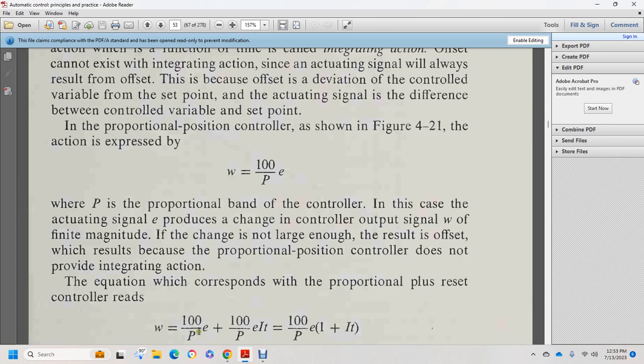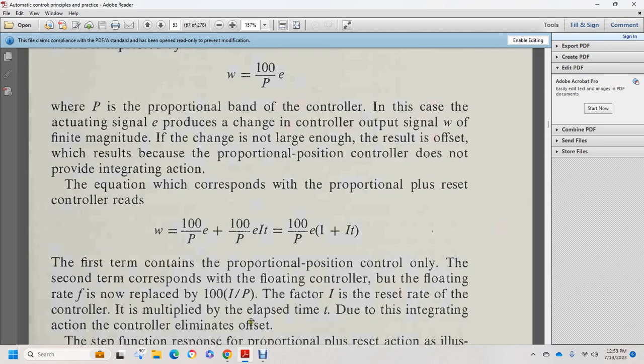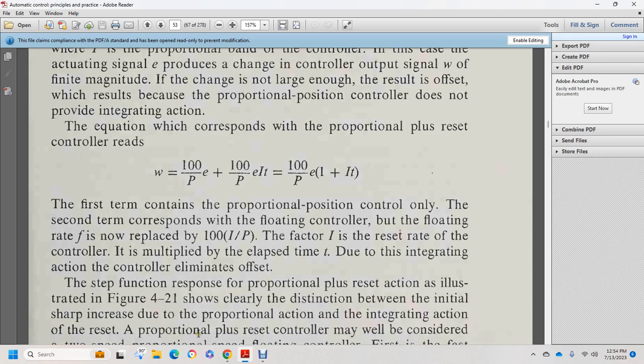The output signal equals 100 times the proportional band times the actuating signal, plus 100 times the proportional band times the actuating signal times a factor, the reset rate of the controller, times time. That equals 100 times the proportional band times E times the proportional reset rate times T.